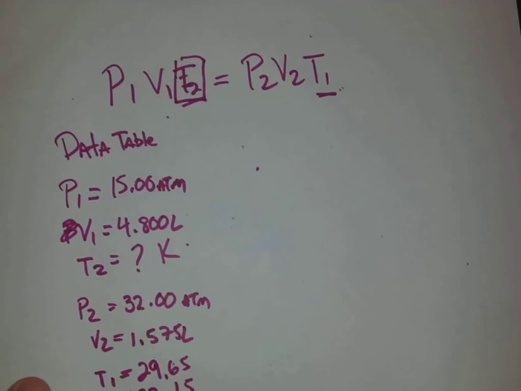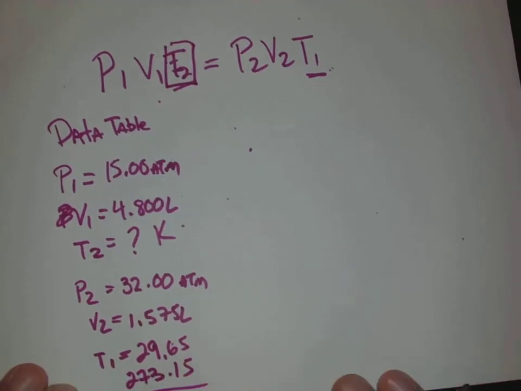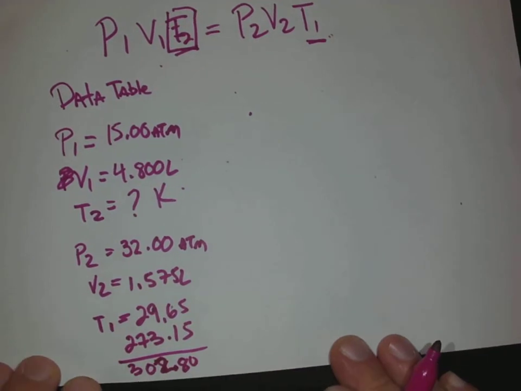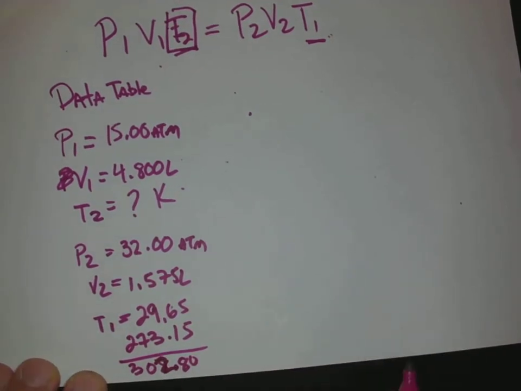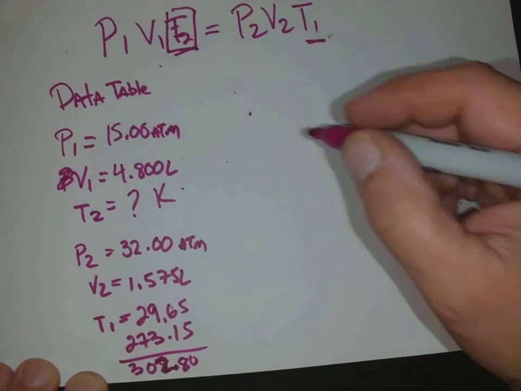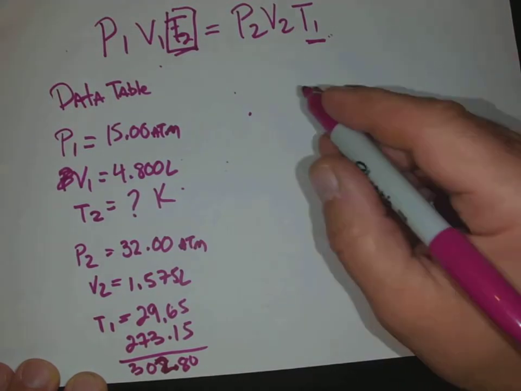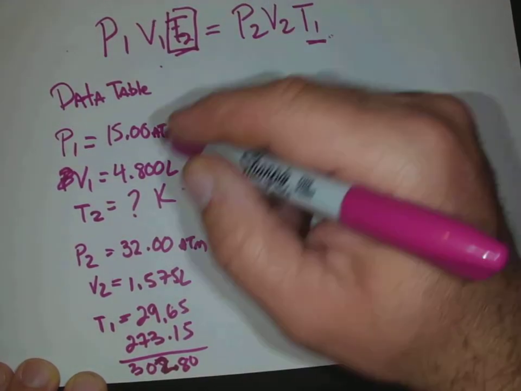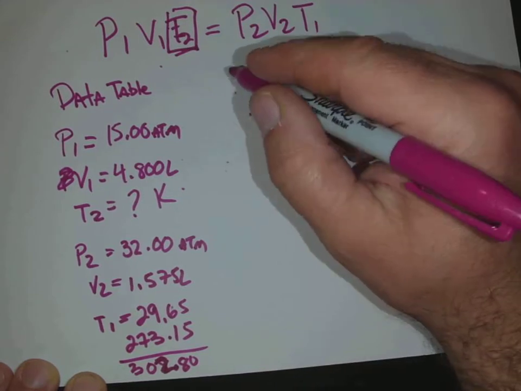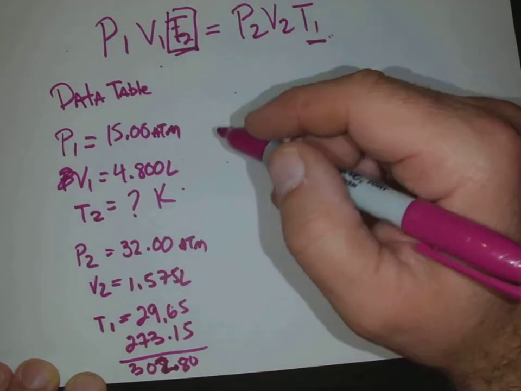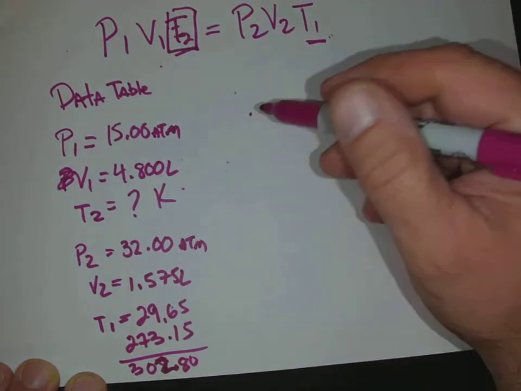302.80 is your new Kelvin temperature. I know there's an 8 in there somewhere. All right, let me put that back up. So that's a 2 right there. Anyway, so now we can plug into the equation. I'm going to skip all the units here because we're going to be dividing and they'll cancel out.